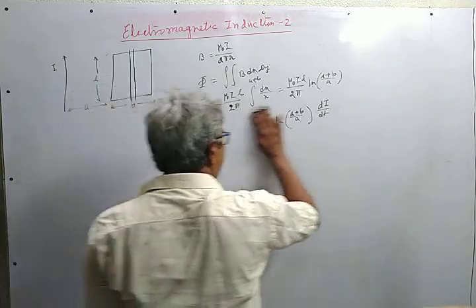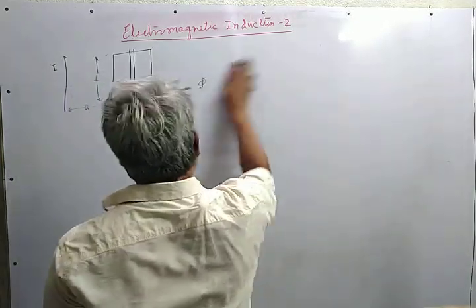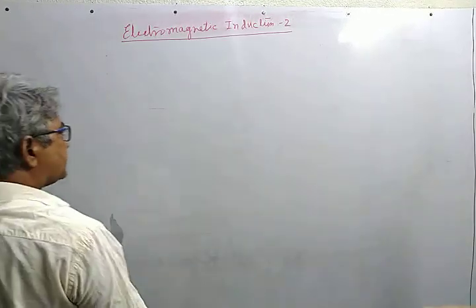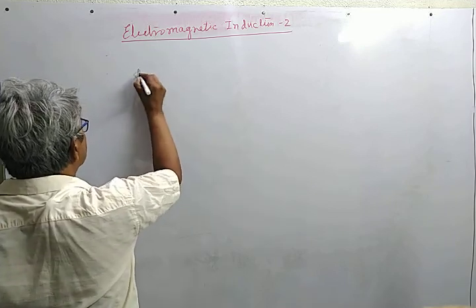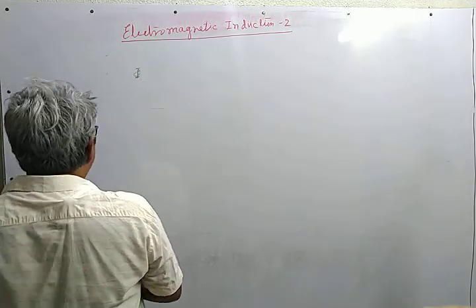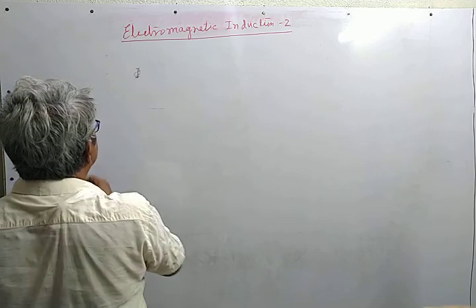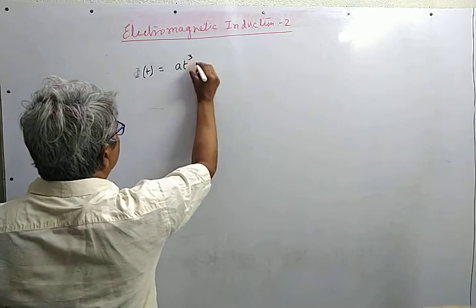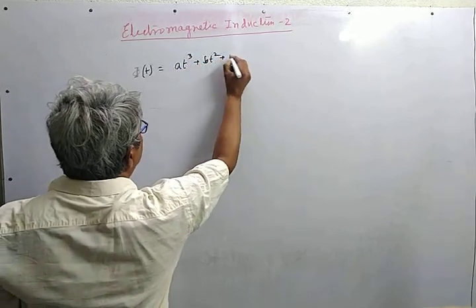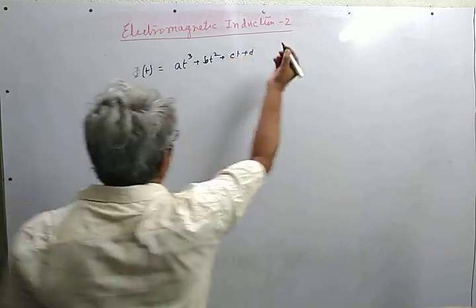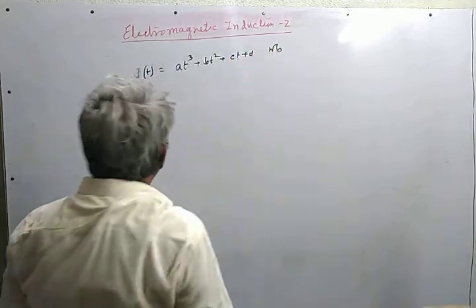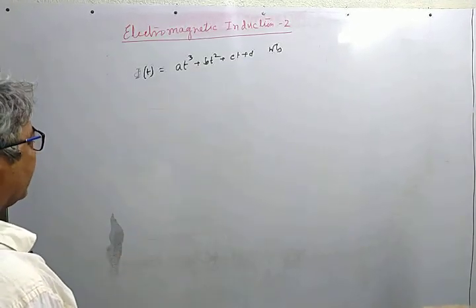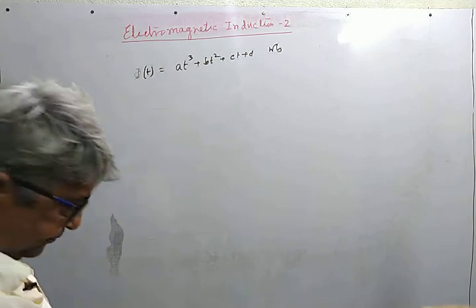Another type of problem is that the flux phi is already given as a function of time. Say the flux linked with a circuit is given as phi as a function of t, say a t cube plus b t square plus c t plus d, given in webers. Then if you differentiate it, we can get the induced EMF as a function of time.